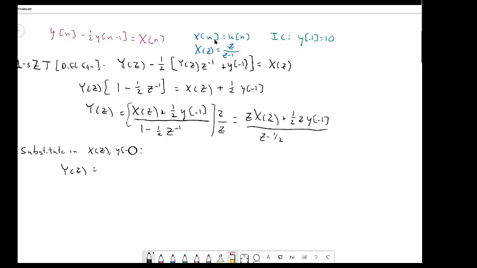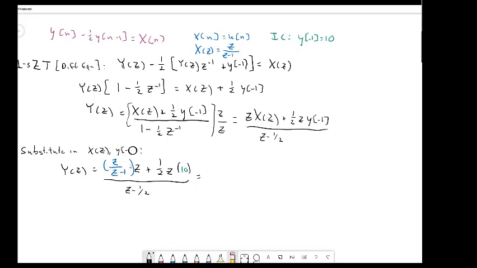So then we have Y(z), substituting those things in. There's our X(z), z over z minus 1. That's all multiplied by z. And we have 1/2 and a z and our initial condition that was 10. All that is still over z minus 1/2 in the denominator.